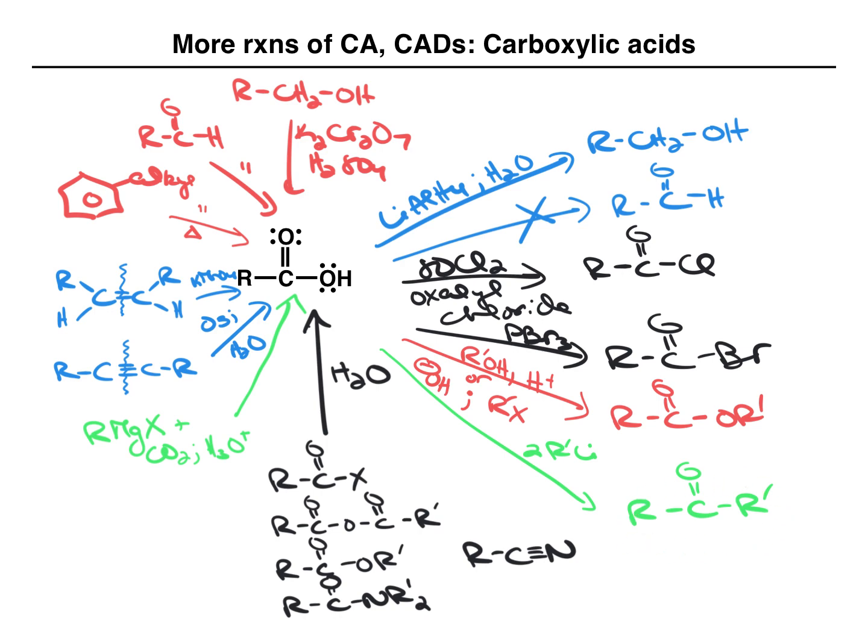So we know how to prepare carboxylic acids from alcohols or aldehydes, from aromatic compounds with an alkyl side chain, from alkenes or alkynes, or from Grignard reagents, and we can prepare carboxylic acids from the different carboxylic acid derivatives. And we know how to convert carboxylic acids into alcohols, alkyl halides, esters, and ketones.